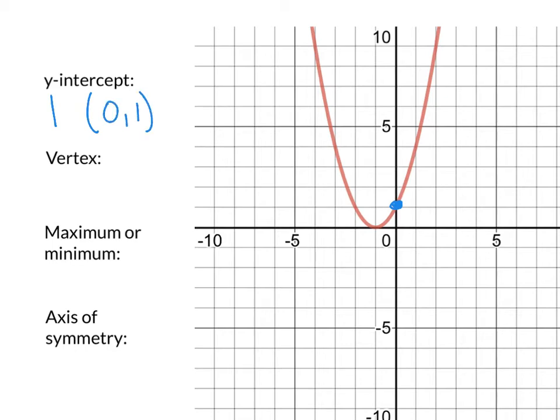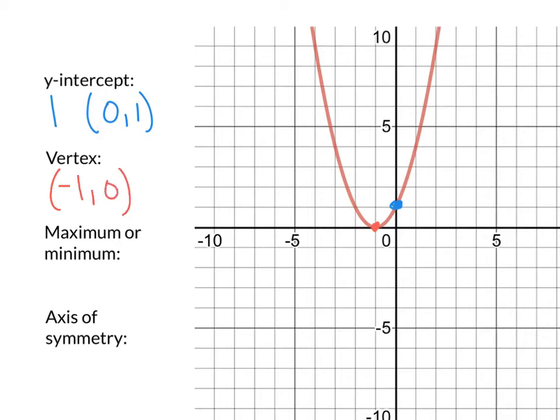The next thing that I'm going to look at is my vertex. So I look at my graph and I say, okay, if I follow this graph from left to right, it comes down and then it hits a point and it curves and goes back up. Where is that bottom point where it turns? I'm going to mark that in red. And I have to figure out what is the ordered pair of that point that I marked in red. And that ordered pair would be -1, 0.